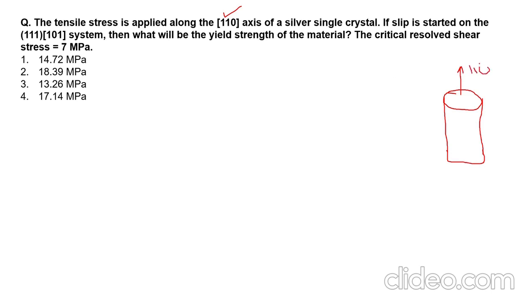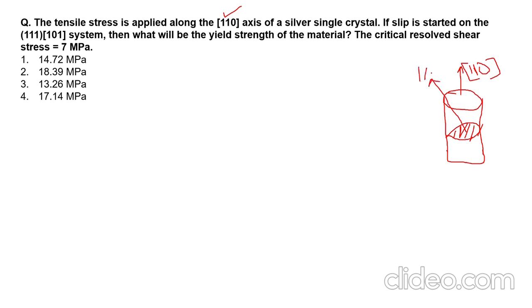So this is your 110 direction. And it says if slip starts on the 111-101 system, then what will be the yield stress of the material, and the critical resolved shear stress is given. So you have some plane inside this crystal subjected to this tensile load, and a slip starting on a certain system, with a plane and a direction. The plane we are choosing is the 111 plane, right? So the normal of this plane will be 111 also, right?